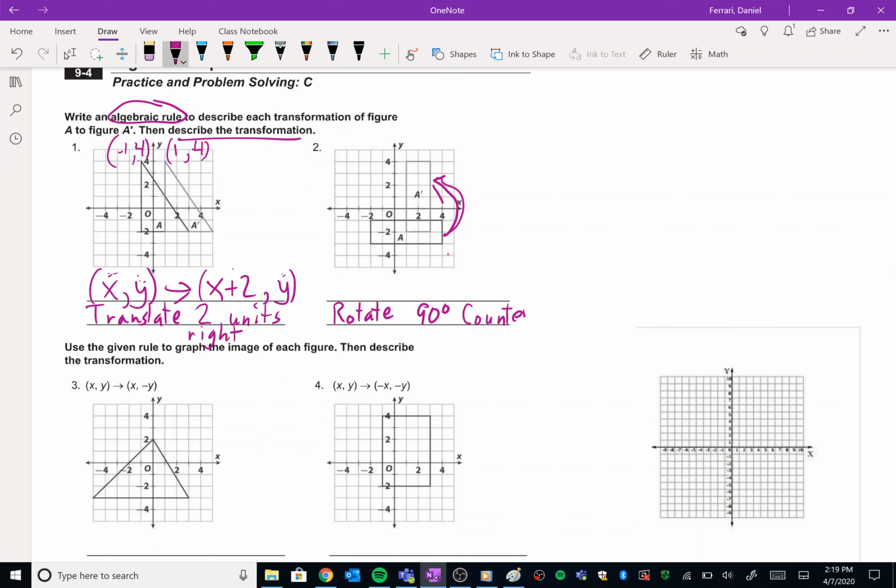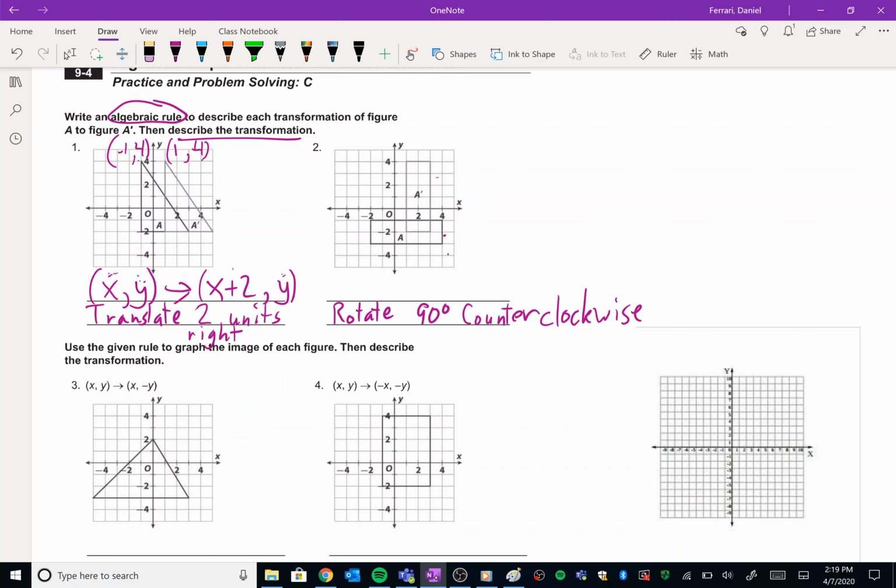So please make sure, if you're going to do any sort of rotation where the direction matters, for example a 90-degree rotation or a 270-degree rotation, be sure to tell us which direction you're rotating it, because that's going to matter. If you said 90 degrees clockwise, you're going to end up over here. We want to end up counterclockwise, so back that way.